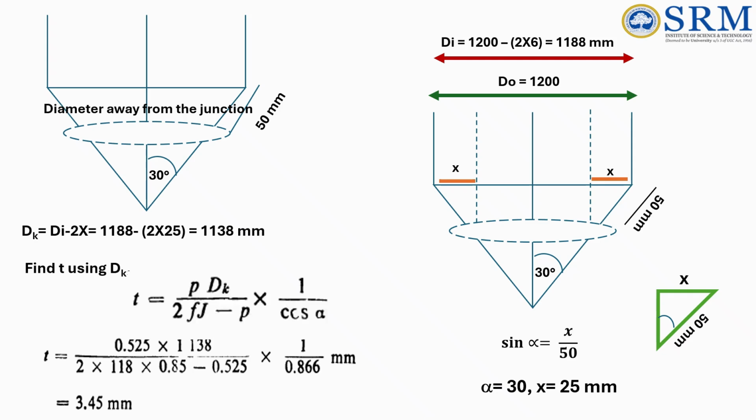As we already know, the thickness of the conical head at a certain distance away from the junction is given by this formula. Here dk is a value which we have found out. On substituting dk and alpha as 30 degrees, we can find the thickness as 3.44 mm. Previously, if we can remember, the thickness at the junction of head and the shell is 4.24 mm or 5 mm. Here, this thickness is 3.445, which is rounded off to 4 mm.